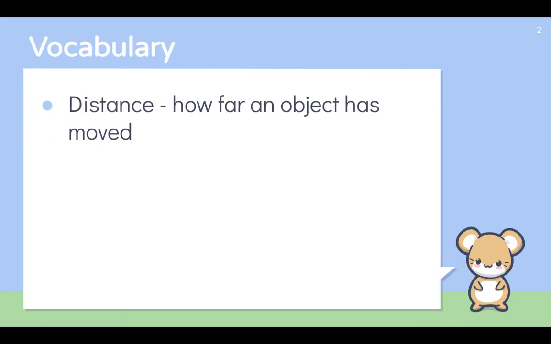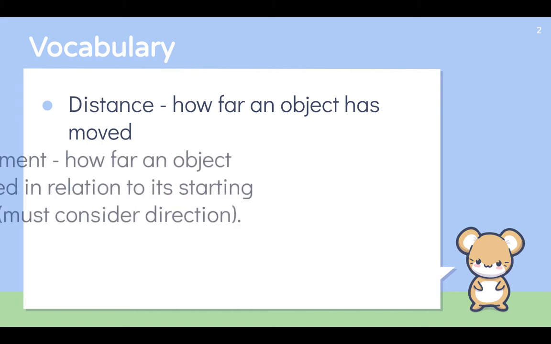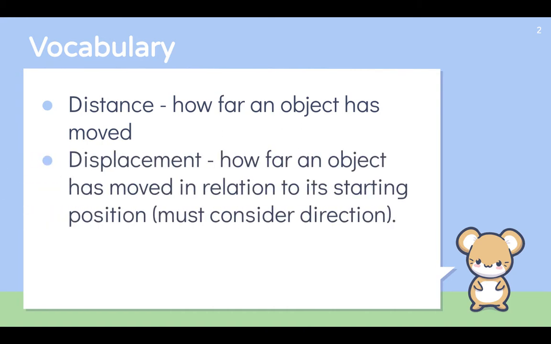First, distance is how far an object has moved. Displacement is how far an object has moved in relation to its starting position. You have to consider the direction.